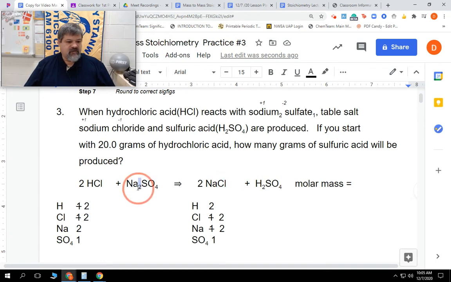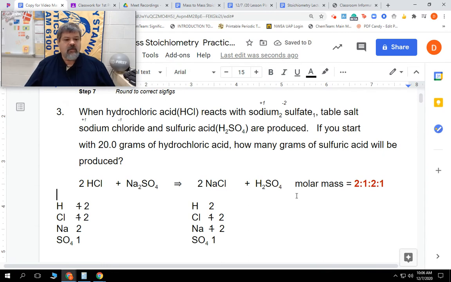My sodiums, I have 2 on this side. I have 2 because of my coefficient on this side. My sulfate, I have 1 on this side, and I have 1 on this side. So we should be balanced. So our numbers are going to be 2, 1, 2, 1. And again, we'll go ahead and make that bold and change the color nice and bright so we can see it. So there's our molar mass.